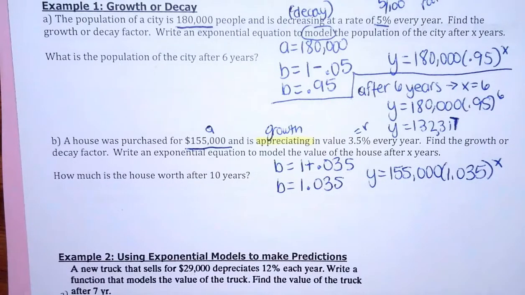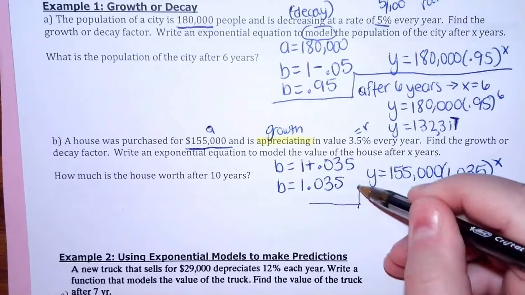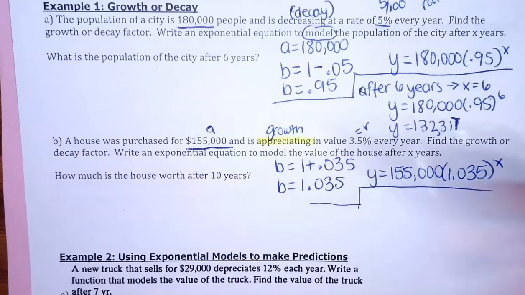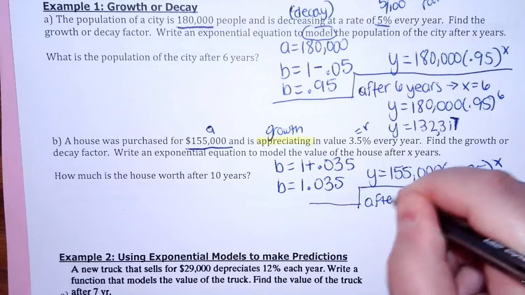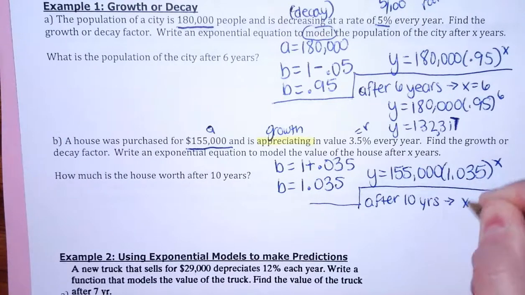Because when we have the model, we can plug in any value for X and determine the value after any number of years. So when it asks you to write the model, make sure you have an X and a Y, and you're just replacing the A and B. Then when it asks you to answer the question, how much is the house worth after 10 years, that's when you're going to plug in a value for X. So after 10 years means we're just going to put in 10 for X.